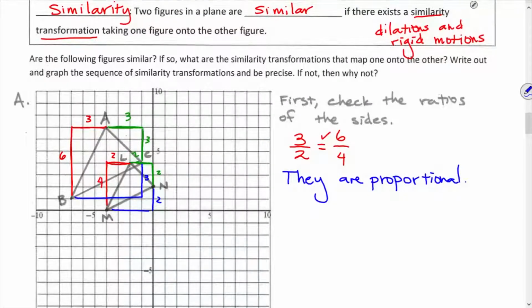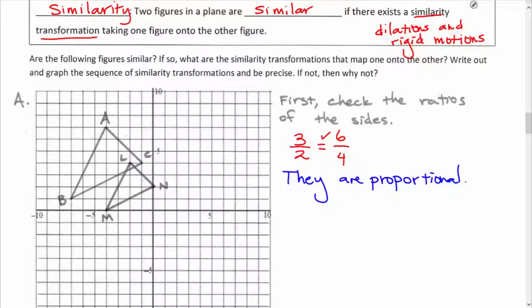So with that in mind, I'm now going to look for rigid motions and dilations that will map one onto the other. Now, you have two options. Option one is to use a translation to map corresponding points onto each other. Like I can map N onto C and then use point C as my center of dilation. Or I can map L onto A and then use point A as my center of dilation. Or M onto B and then use point B as my center of dilation. That's an option for us. I tend not to go that direction because it's an extra step.